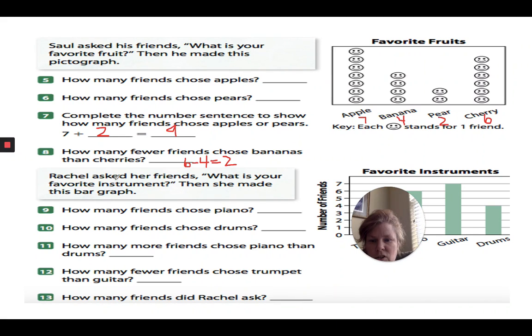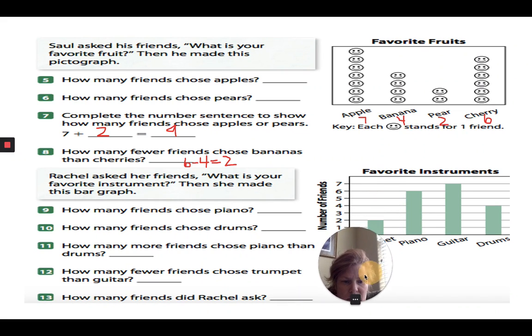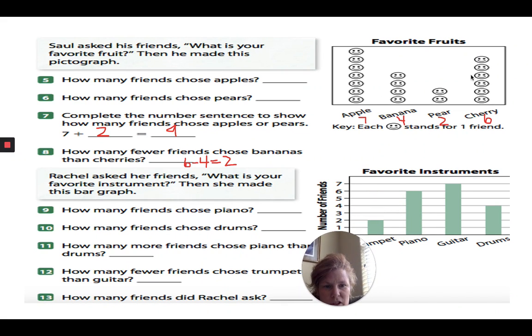All right, so Rachel asked her friends, "What is your favorite instrument?" Then she made this bar graph. So here's a bar graph down here. Now, I'm not going to tell you the information. I helped you with this one. You do this one. You have your paper at home to work on this. If you don't have it, let me know. I can send it to you on email or whatever you need to help you with that.